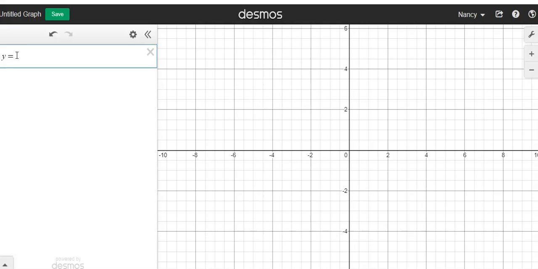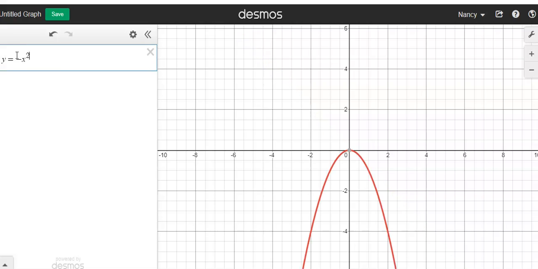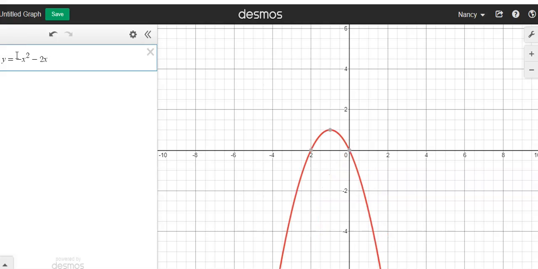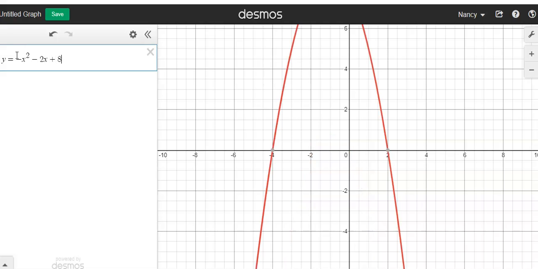So we have a -x, so type -x. Now to get the exponent in there, because it was -x squared minus 2x plus 8, just hit Shift 6, and then there's your squared. Now hit the Tab key, okay? And then minus 2x, and then plus 8.